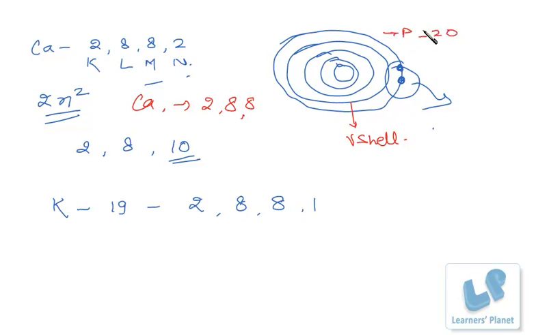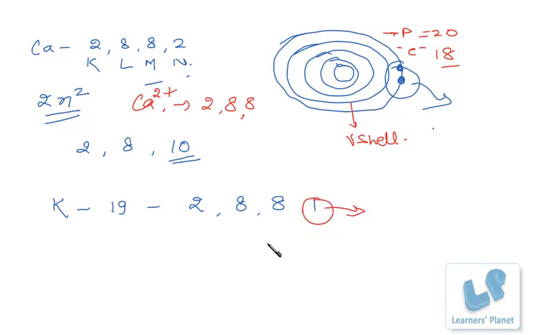But now in this case, after losing 2 electrons, the number of protons is 20, but the number of electrons is 18. So this particular species will attain charge. There will be 2 positive charge. It will not be neutral.